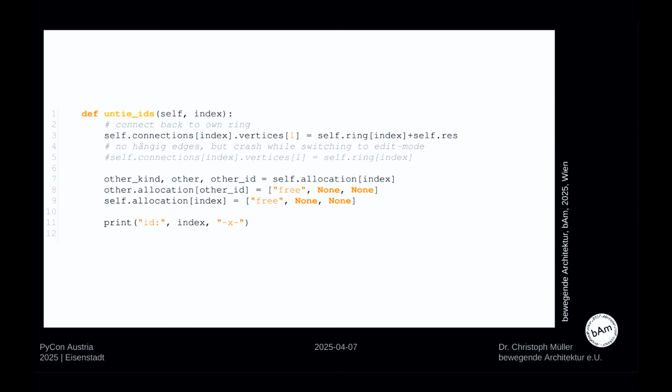Untie is the same. If you untie an edge, you cannot simply delete it, because then in the next step you would miss it again, and you cannot create edges during a simulation.